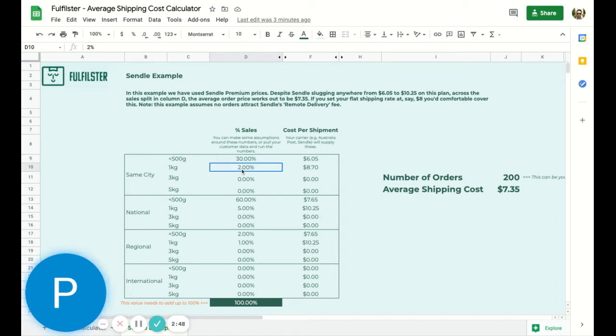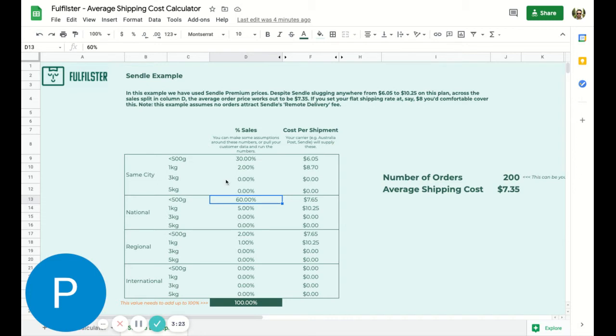As you can see here as well, I've put that 30% of the orders are under 500 grams, same city. 6% of orders are under 500 grams and national. I happen to be in the apparel industry, and this is pretty true of the orders that I ship. I can fit up to 3 T-shirts in a satchel and still ring it in under 500 grams. So again, it's going to depend on what you're shipping. If you're shipping bricks, it's obviously going to be a lot heavier than shipping, say, skincare items or T-shirts or caps.